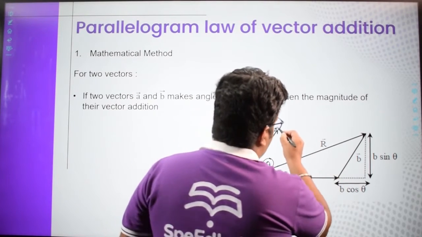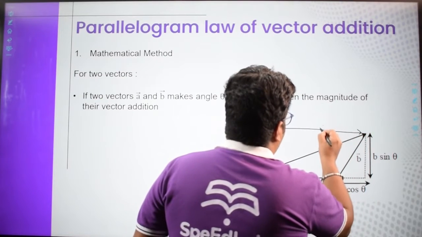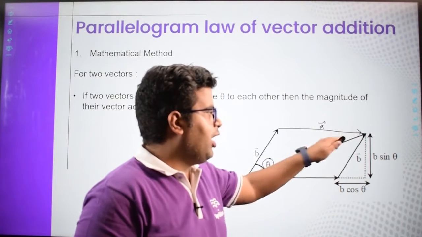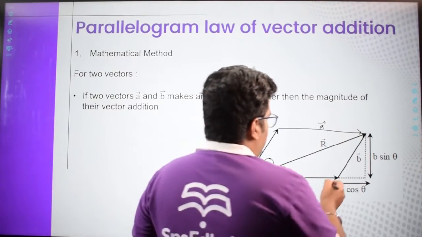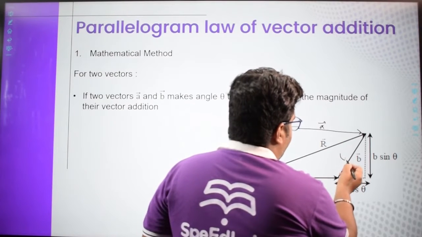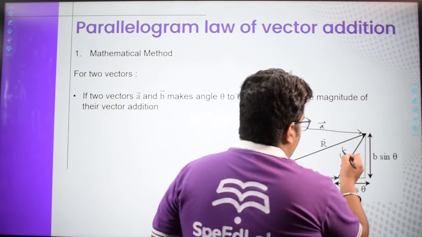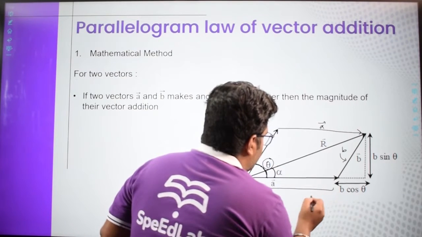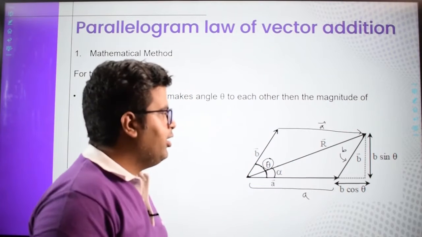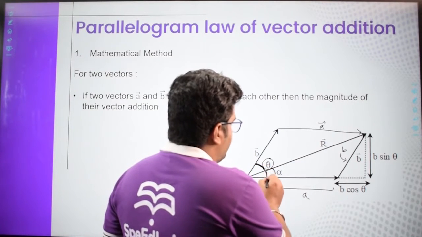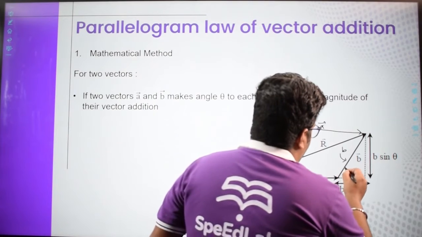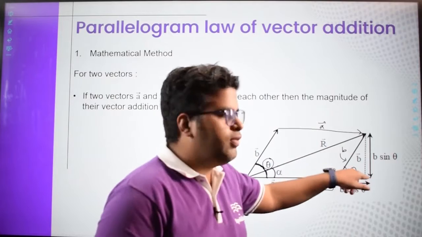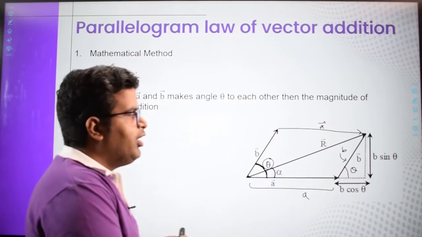See, this is A vector, so this is also going to be your A vector. Now you can see this diagonal, that is your R vector. Now if I ask you what its magnitude is going to be, since it's a B vector, its magnitude is simply B. And the magnitude of this will be simply A. Now the angle between the two vectors is given as theta, so this angle has to be what? Theta, because these are two parallels and this is one transversal, so corresponding angles are equal.